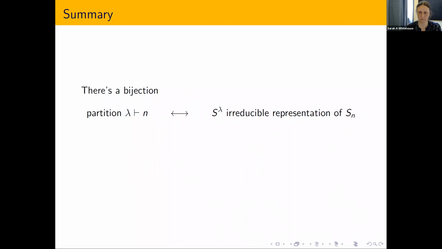And I'm basically done, but let me just put up one more slide to summarize everything that's happened here. What we've seen is that there's actually a bijection between partitions of n and irreducible representations of Sn. I showed you how to start from a partition and construct the corresponding representation, and then I told you that it's a fact that it is indeed irreducible, and they are indeed all different from each other. So that must then be a complete list of all of them.